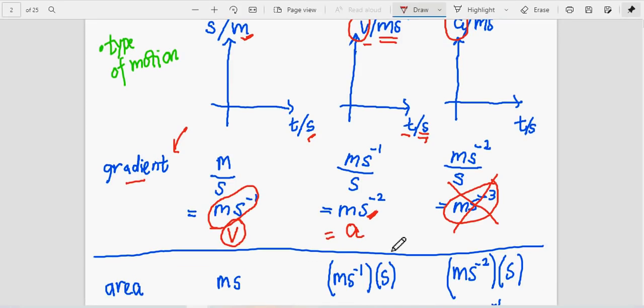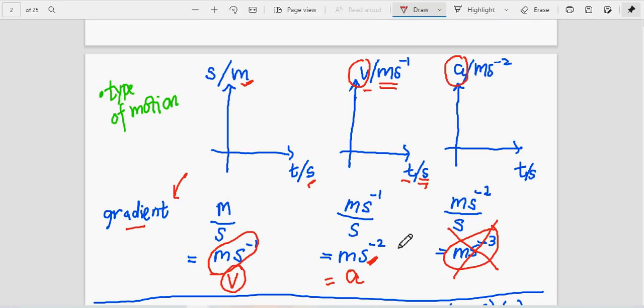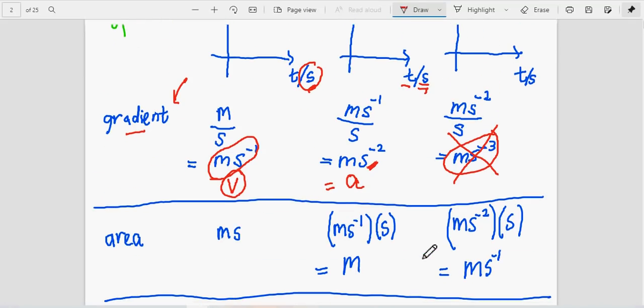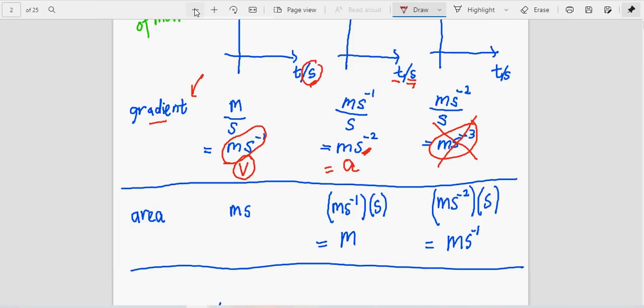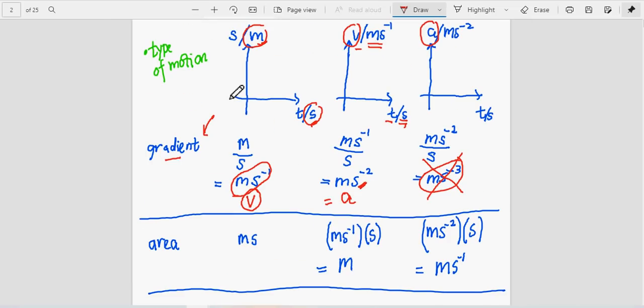So what is the area under the graph? For the area under the graph, you just multiply, darabkan, the vertical axis unit and the horizontal axis unit. For the ST graph, the vertical axis is in meter and the horizontal axis is in second. So darab saja, you get meter second. This does not belong to any physical quantity, so just neglect this. But if you look at the velocity time graph, the vertical axis is in meter per second and the horizontal axis is in second.